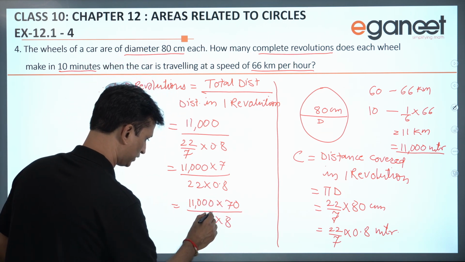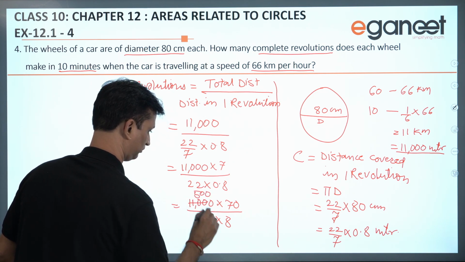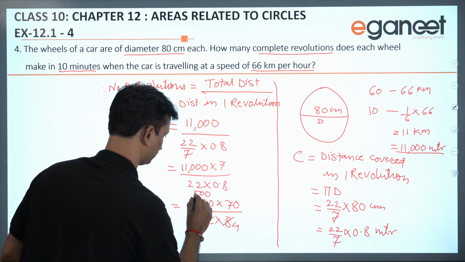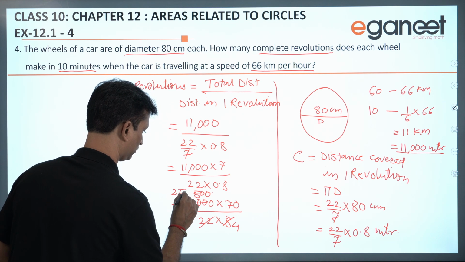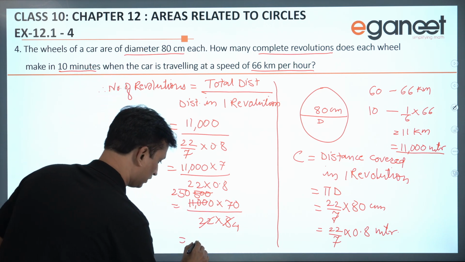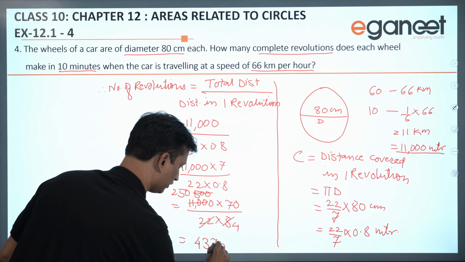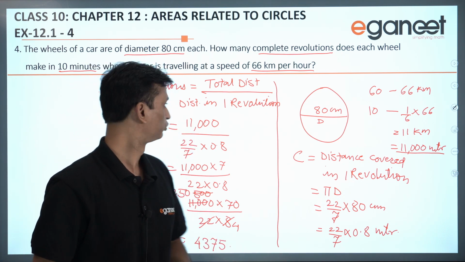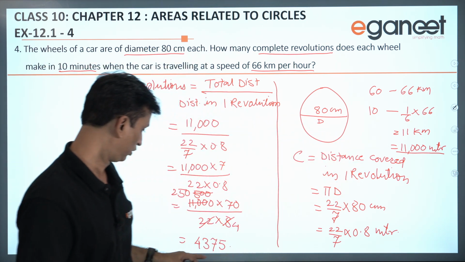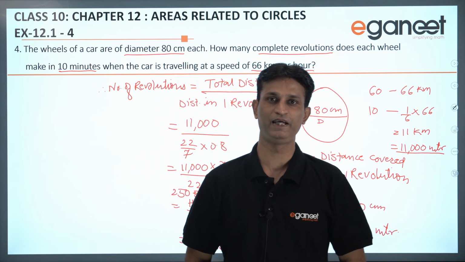Okay, so on reducing it, and on further solving, we will get the number of revolutions as 4375. Okay, so the number of revolutions in moving 11 kilometer will be 4375. Okay, so that's the solution of the given problem.